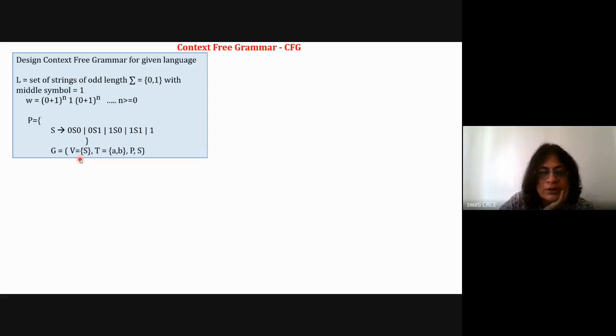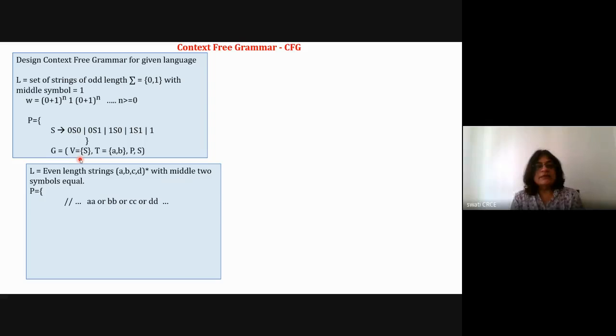Now the next question, you also solve and write into the chat box. Even length strings over {A, B, C, D}* with the middle two symbols equal. Middle two symbols are equal. That means the middle two symbols can be either AA or BB or CC or DD. And the length of the string should be even. So how will the length of the string become even? If you add one symbol to the left and one symbol to the right, the resulting string will become even length.